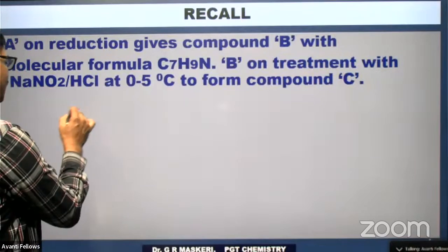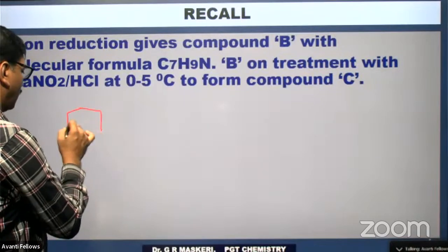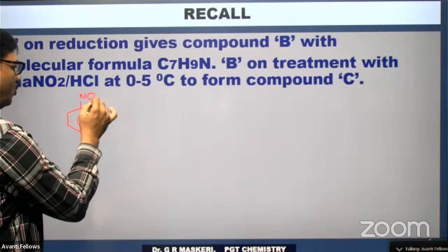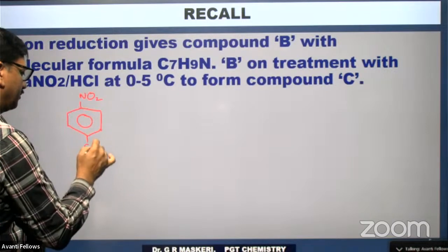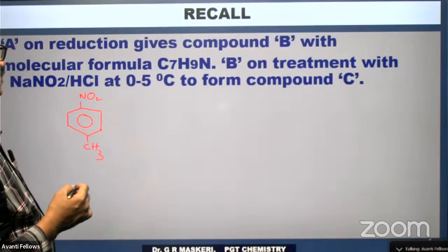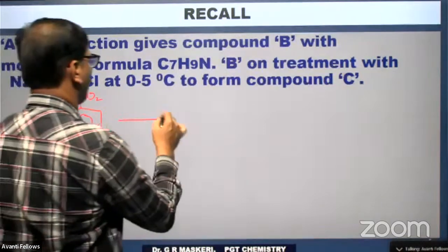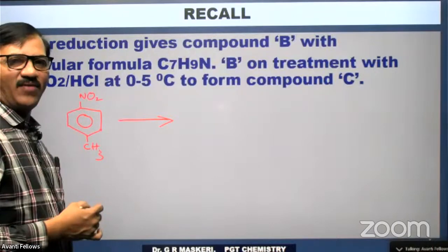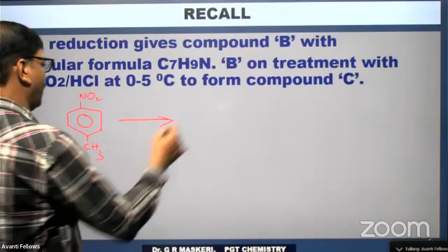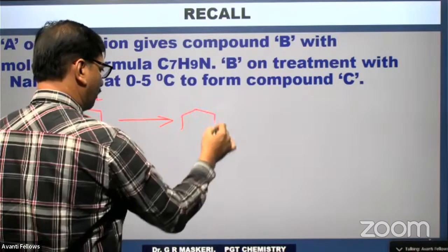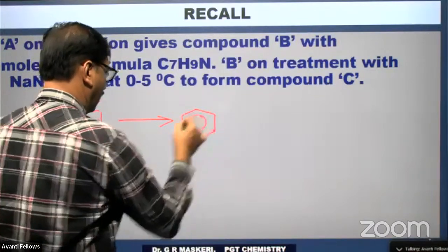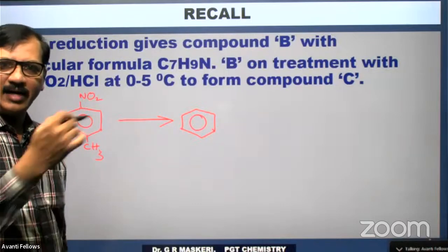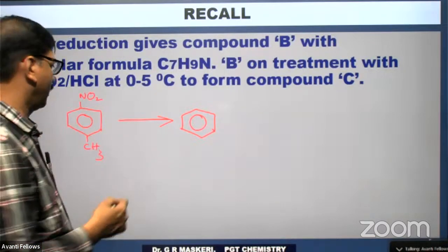Now we know that this is the compound. Probably we guess that this is the compound NO2 and CH3, right? Now this compound gives B on reduction, B with molecular formula C7H9N. Reduction means what? Reduction is removal of oxygen and addition of hydrogen.